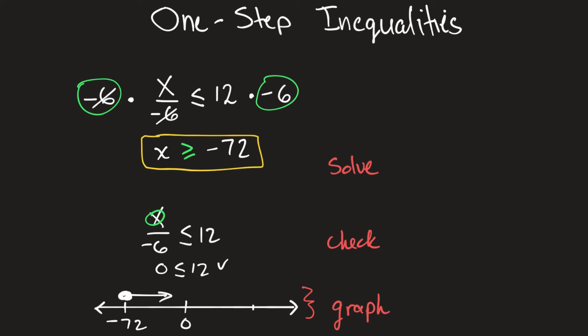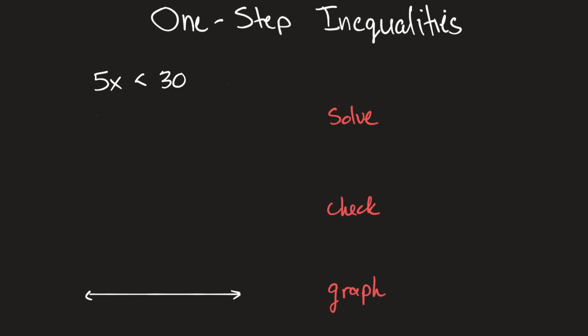Let's try one last one. All right, here's our last one. And we have, and I want to add this right here. So, solving it, this is multiplication. The inverse of multiplication is division, so we divide by 5 on both sides. These cancel. X, -30 divided by 5 is -6.